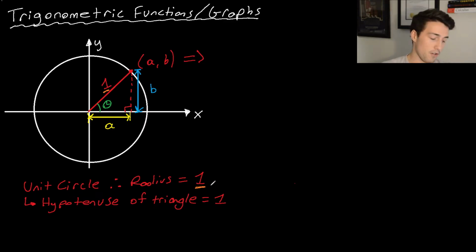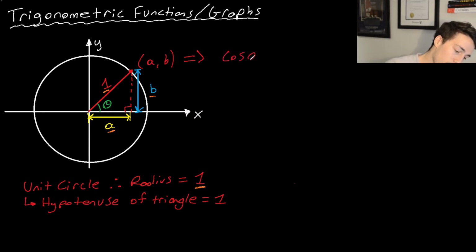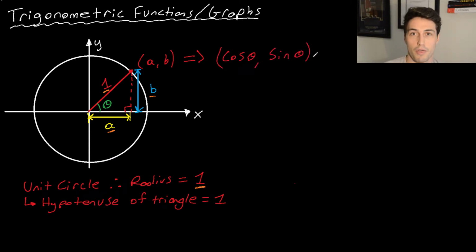And once we have the hypotenuse of a triangle, we can now express the side lengths B and A based on this angle. So this AB point right here, where A is in the x direction and B is in the y direction, can also be expressed as cos of theta, comma, sine of theta. And if that's confusing in any way, I do have another video where I go through this derivation a little bit more explicitly or more clearly.